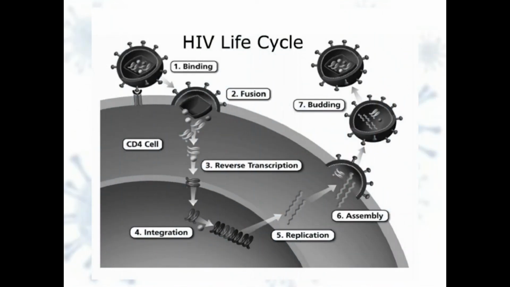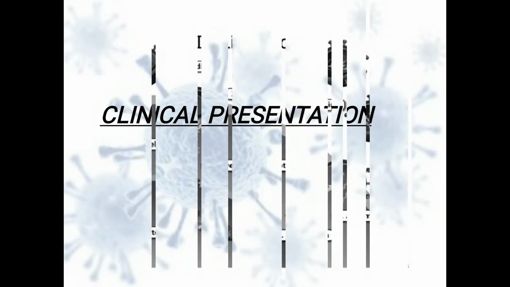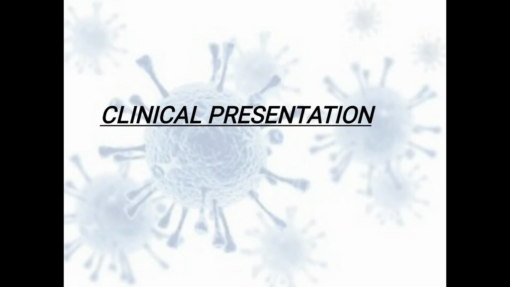So in short, here is the life cycle of HIV. First step is the binding, then fusion, then reverse transcription. Fourth step is the integration, then replication, then assembly, and the seventh step is the budding. So now you must have understood HIV life cycle in short. Now let us move to the clinical presentation.